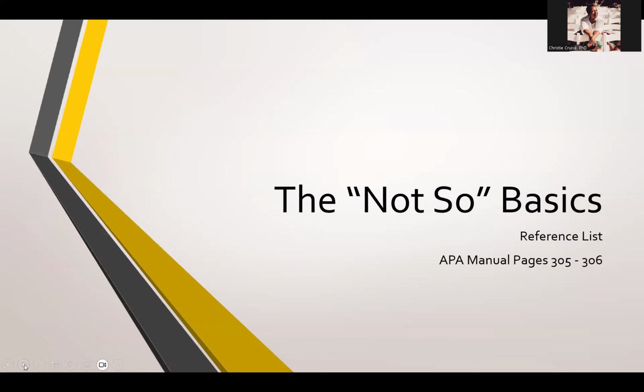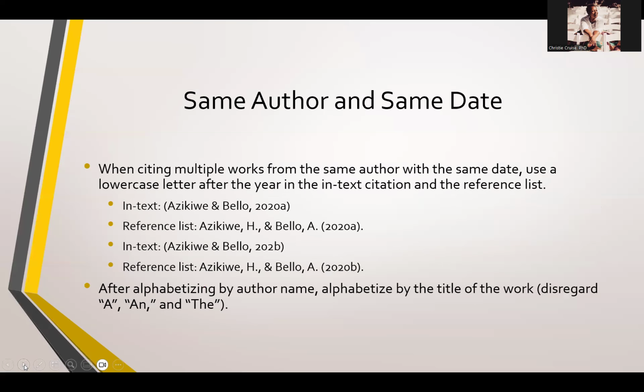So let's look at the not so basics of the reference list. In the APA manual, you can follow along on pages 305 and 306 for the not so basics. So what happens if you have the same author and same date? When you're citing multiple works from the same author with the same date, you want to use a lowercase letter after the year in the in-text citation and the reference list.